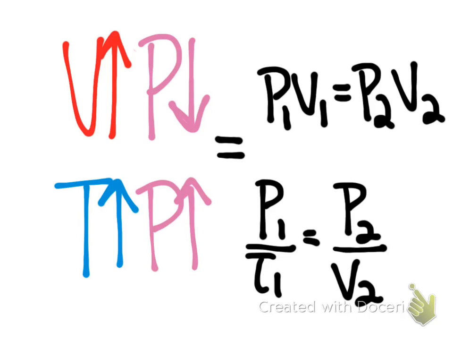So what happens is as the volume goes up, the pressure will go down because there are fewer collisions when you increase the volume. And this creates the equation P1V1 equals P2V2, because a smaller pressure and a bigger volume would equal the same thing as a higher pressure and a smaller volume.